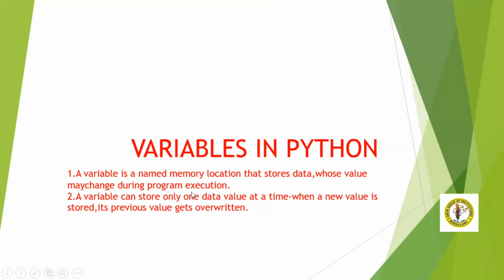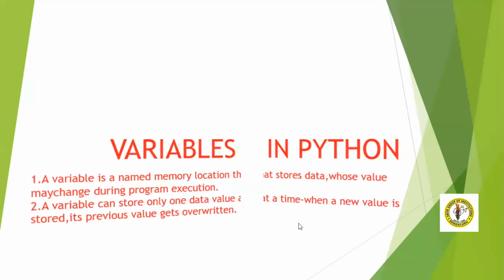And one more thing is that a variable can store only one data value at a time. When a new value is assigned, the previous value will get overwritten. In our case, as I was telling you, a equal to 10 and then a equal to a plus 5. So the value will be 15. So 10 will be replaced by 15.